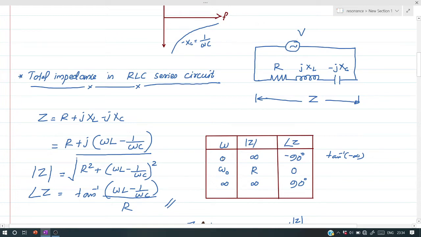So it is to be noted that in between 0 to omega 0, this angle is negative, that is corresponding to capacitive reactance, and corresponding to omega 0 to infinity, that is resonance frequency to infinity, angle is positive. Under that condition, the circuit behaves as an inductive circuit.